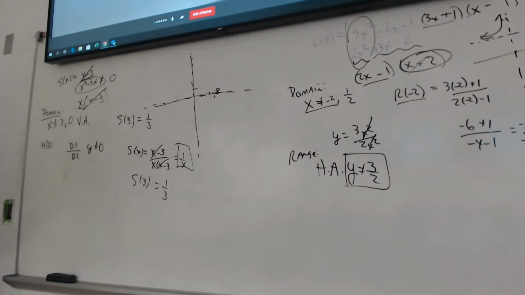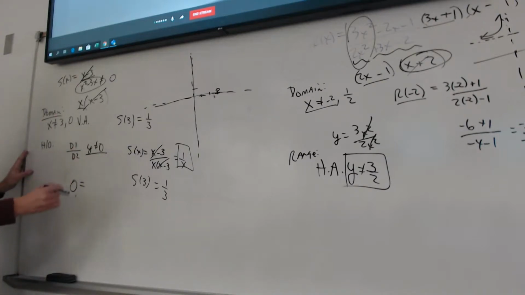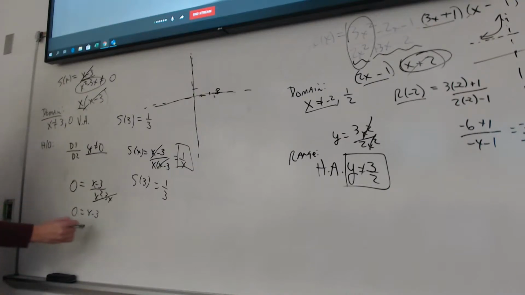What was the other rule? Who wrote it down? Set the horizontal asymptote equal to the equation. Okay, so we're going to take this equation here, and we have 0 equals x minus 3 over x squared minus 3x. I'm going to multiply both sides by that, so that goes away. I get 0 equals x minus 3, and I add 3, and I get x equals 3. So at x equals 3, y equals 0. Is that right?